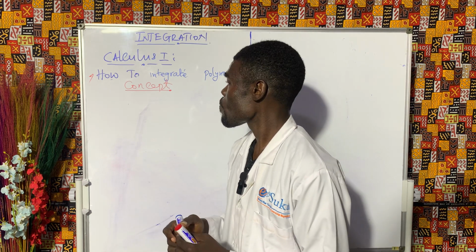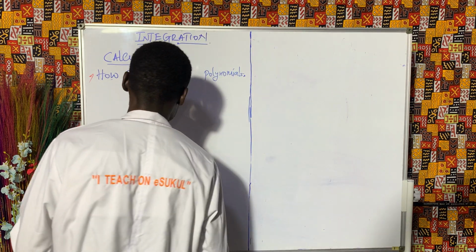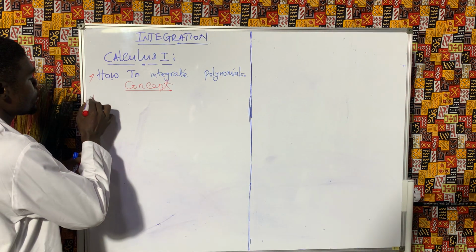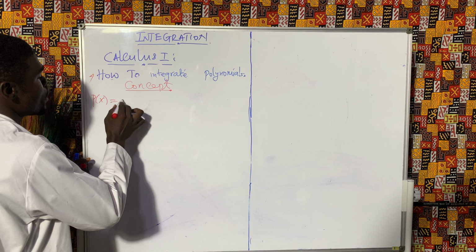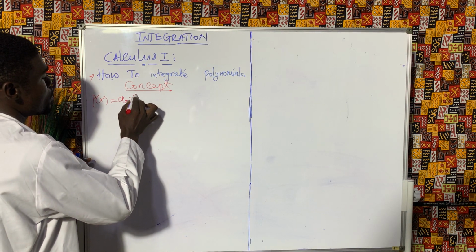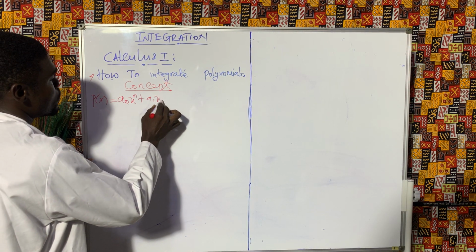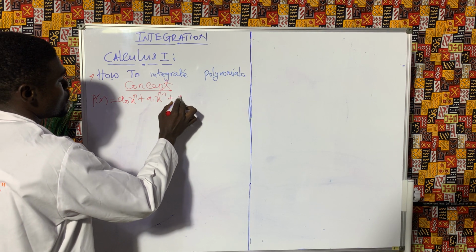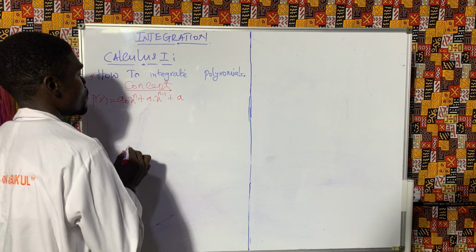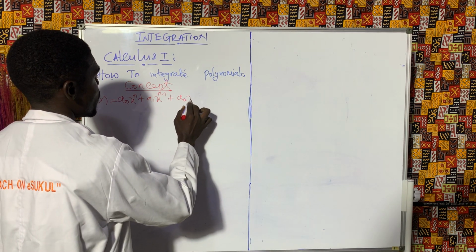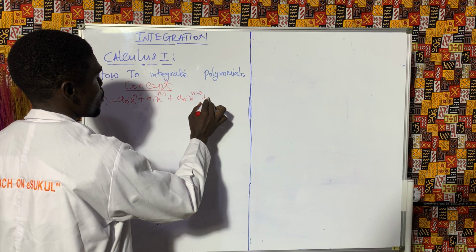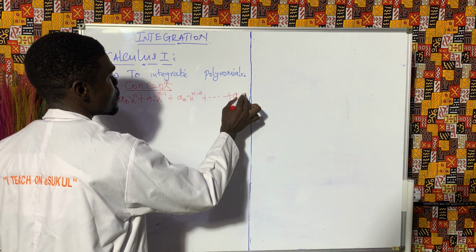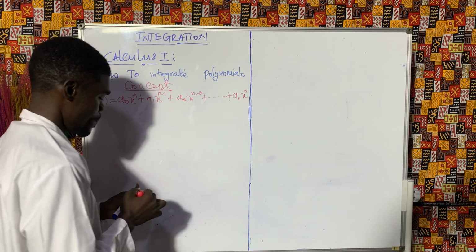For our concepts, we first need to remind ourselves of the structure of a polynomial. P(x) is defined as a0 x to the n, plus a1 x to the n minus 1, plus a2 x to the n minus 2, plus and so on, plus an x to the 0.